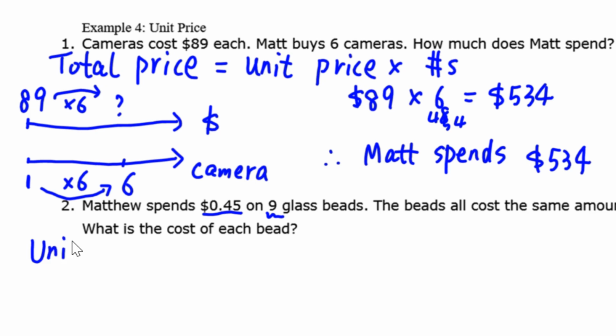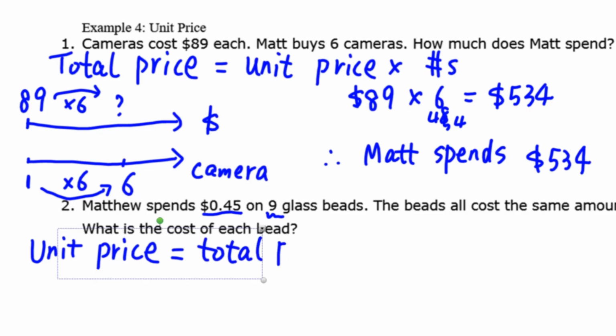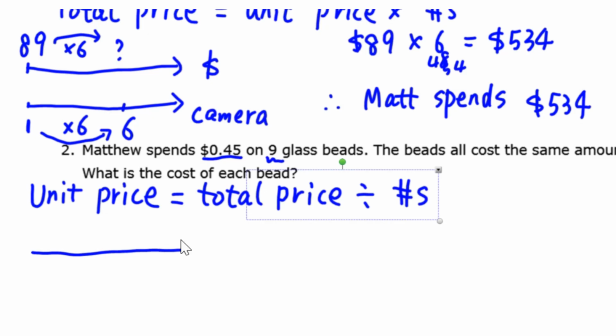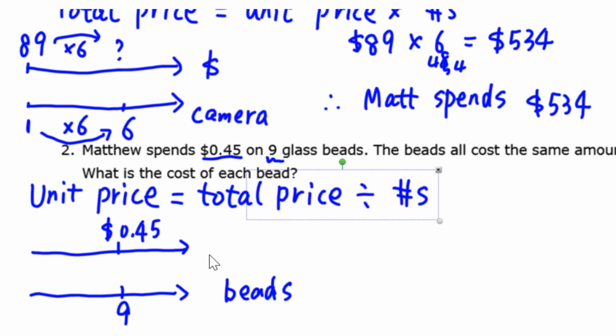Unit price is the total price divided by quantity. Divided by numbers. And on the number line, we could draw it, you don't have to draw the number line, I just want to visualize it. So this is the number of beads. So now it's 9. So we have 9 beads and the cost $0.45. So this is the price. Now it asks you for 1.